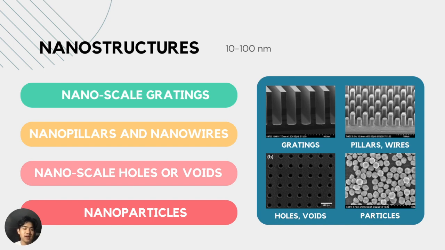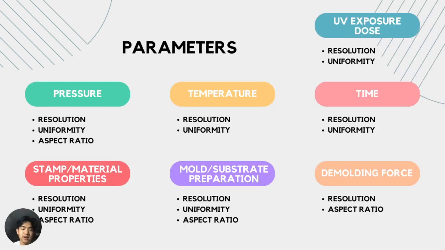The second one is nanopillars and nanovoids. These are vertical structures with nanoscale diameter and height. The third one is nanoholes or voids. These structures can be created by imprint and subsequent material removal processes. And the last one is nanoparticles. It can also be used to create patterns of nanoparticles on a substrate. And as you can see, on the right side is the SEM image of these four structures. The next one is parameters.